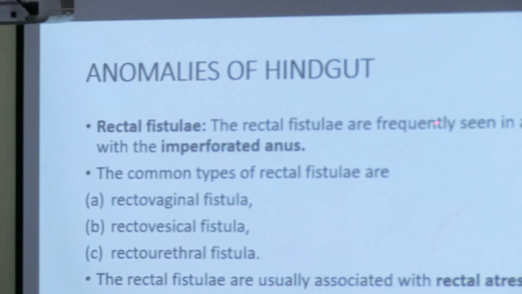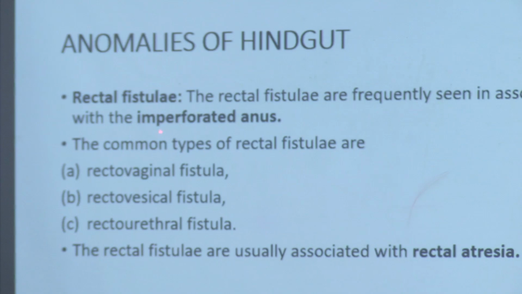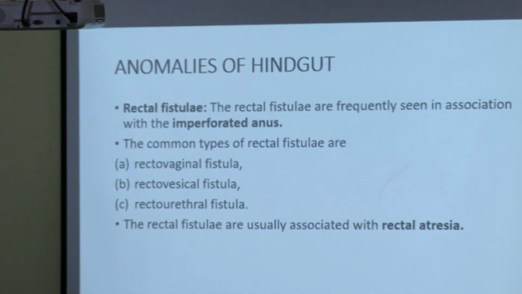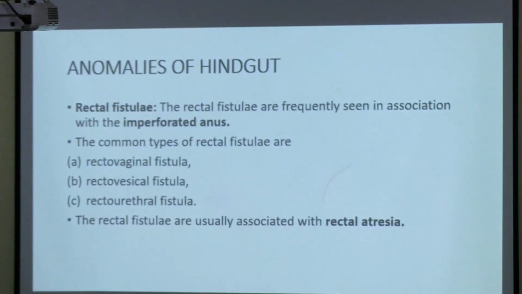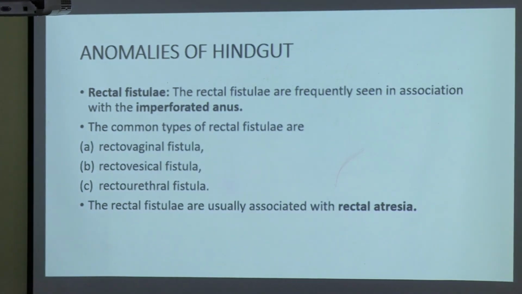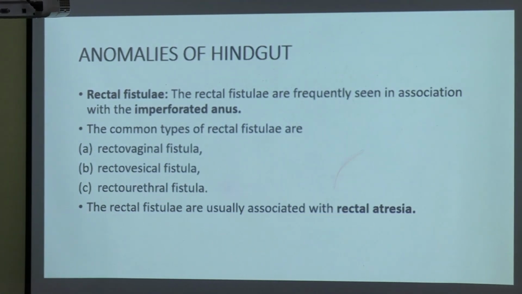Next, anomalies of the hindgut, that is the rectal fistula. The rectal fistula are frequently seen in association with the imperforated anus. What is imperforated anus? What do you mean by imperforated? Not properly developed. Okay. Any other answers? Okay. Imperforated anus means basically which is closed or blocked. The passage of the anus, either it is closed or blocked, that condition we call it as imperforated anus.